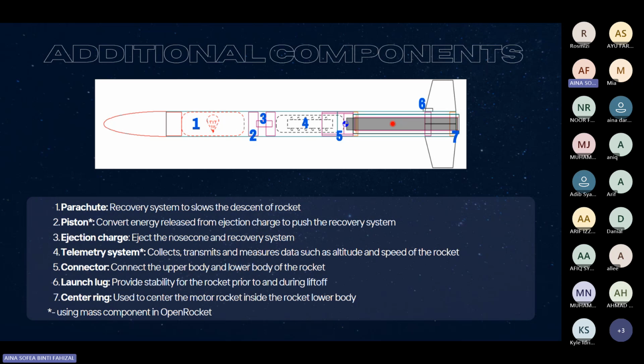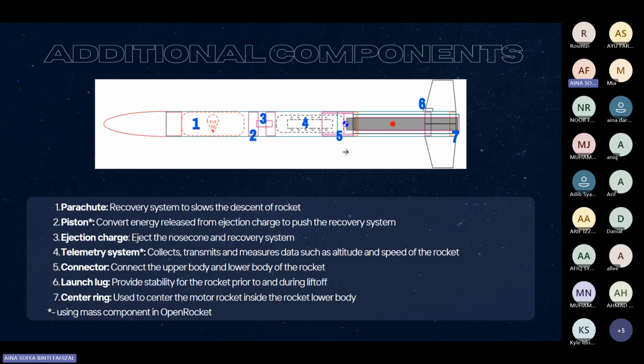And then there's the connector. So basically this is the connector. If you can see, there are two different component parts of the rocket body. This is the lower part, and this is the upper part. The lower part basically contains only the motor and also the fin, while the upper part contains everything else, such as the telemetry system, the ejection charge, and the parachute. So the connector connects them together.